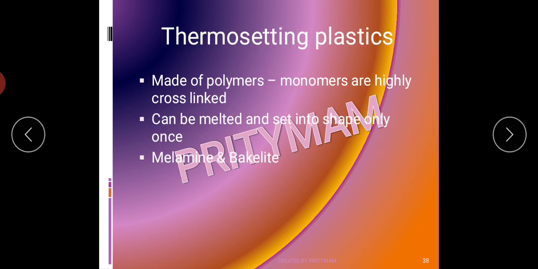Thermosetting. Thermosetting plastics are made of polymers in which the monomers are highly cross-linked. This class of plastics can be melted and set into shape only once. They cannot be melted and molded repeatedly. Melamine and bakelite are examples of thermosetting plastics.